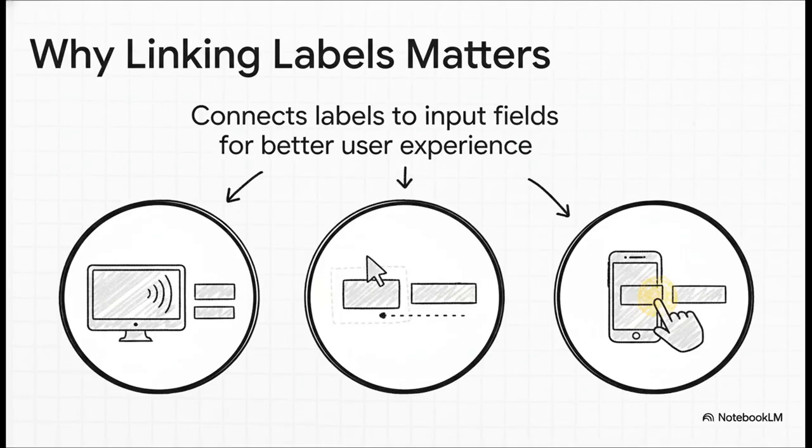So why does this little link matter so much? Well, first off, accessibility. A screen reader now knows exactly what that input field is for, so it can announce username when a user gets to it. That's huge. And second, just plain old usability. You can now click or tap on the label itself to focus the input field. On a small touchscreen, that is a game changer. It really is one of those tiny details that makes a world of difference for your users.